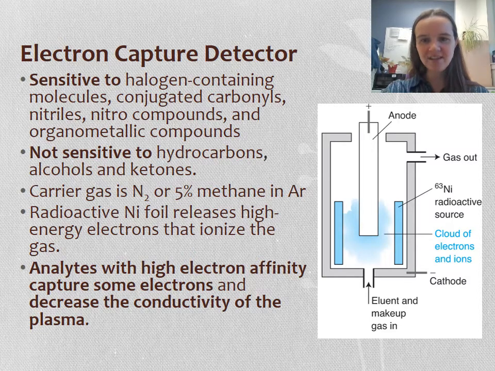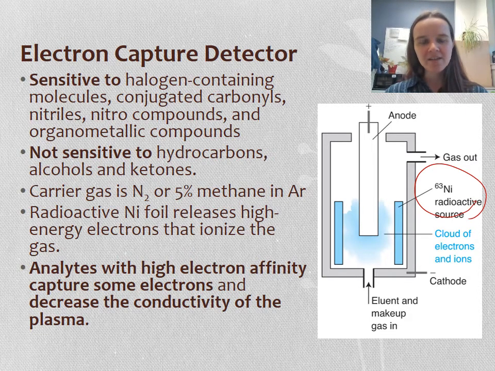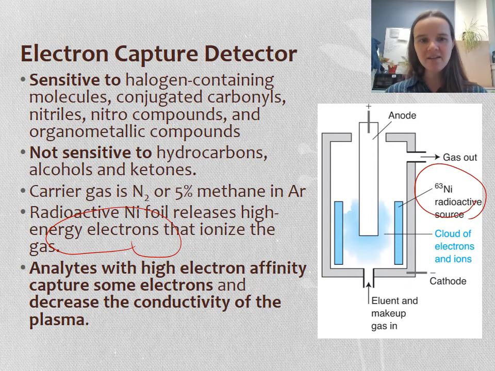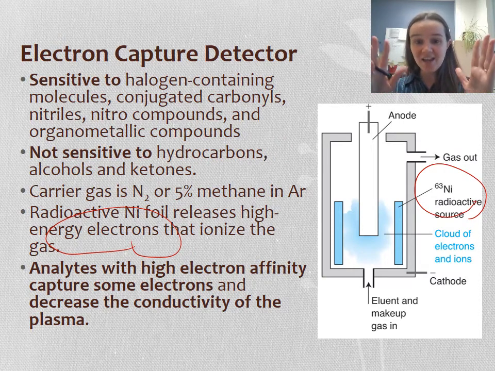So you have a nickel radioactive source here. And what that radioactive source is doing is it's releasing high energy electrons. Those high energy electrons go in, they ionize the gas that's flowing through. And analytes that have a high electronegativity, a high electron affinity, capture some of the electrons and they decrease the conductivity of that plasma. So this is plasma of ionized gases and electrons, and here comes your analyte, right? You've got gas in, gas out going there. And so if it takes some of those electrons, you no longer have such a great number of charge carriers, you no longer have such a great conductivity.